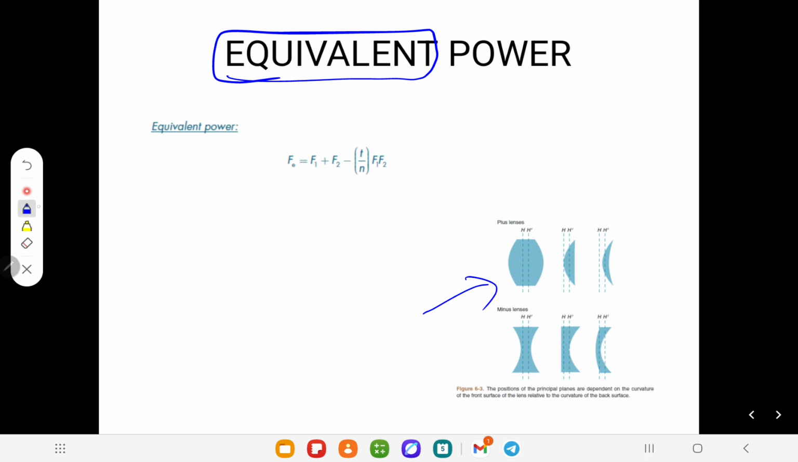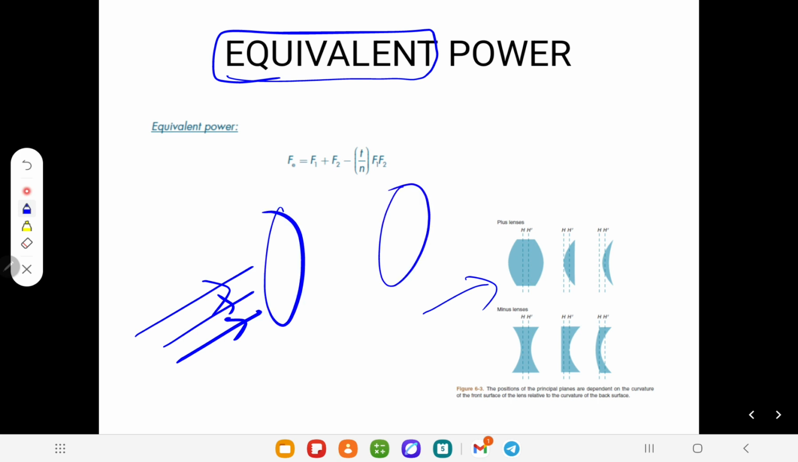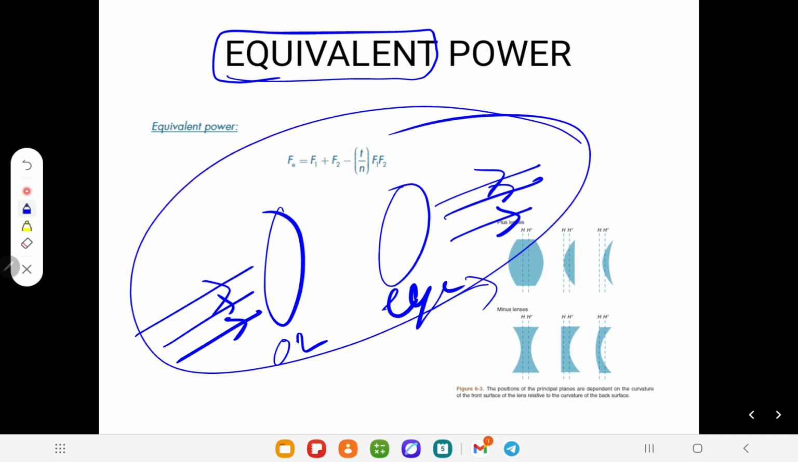Why? Let me explain. If light comes parallel to the objective lens of a telescope, this is the objective lens and this is the eyepiece, the light goes out parallel. So parallel light comes in and parallel light goes out. That's why the whole system has an equivalent power of zero. Isn't it? Telescopes have an equivalent power of zero.